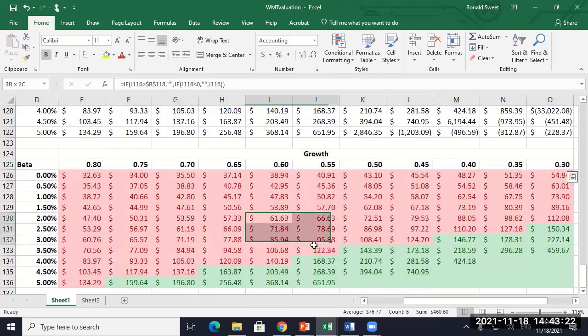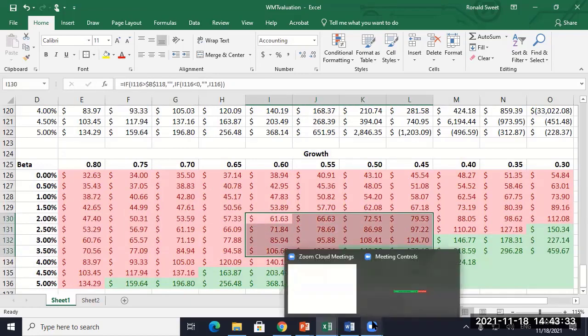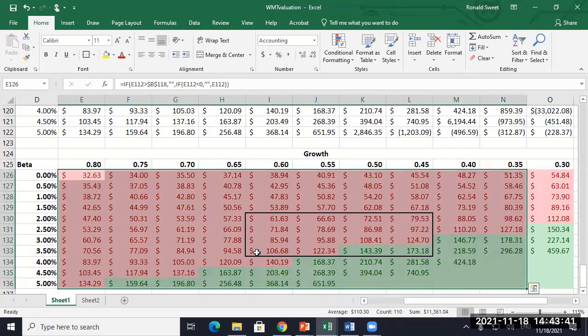Usually you want your base case to be in the middle. So you might have something in the middle that you highlight as your base case. And looking at that, what are you going to say for Walmart? Probably not going to be a buy recommendation, is it? Okay, and you can look overall, it doesn't look good.